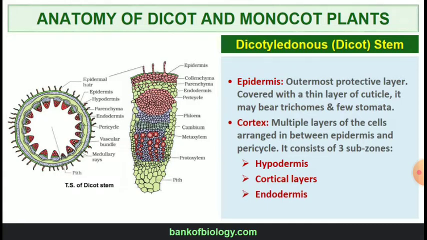Now coming to the next one, that is the dicotyledon stem. The cross section of the dicot stem looks something like this. A cross section is made by taking a section of that. You will be performing this practical when the college starts.